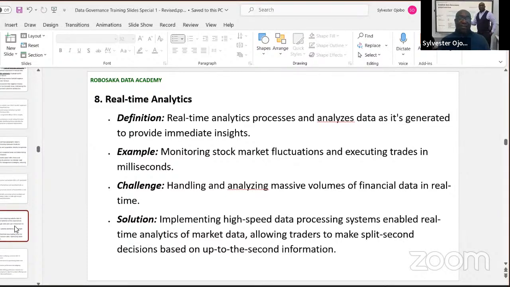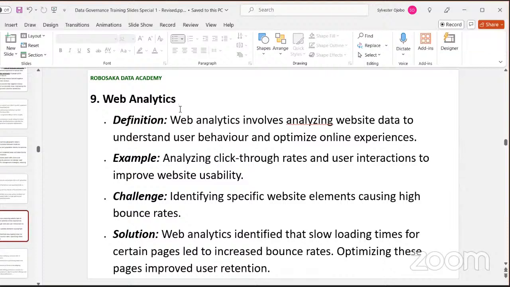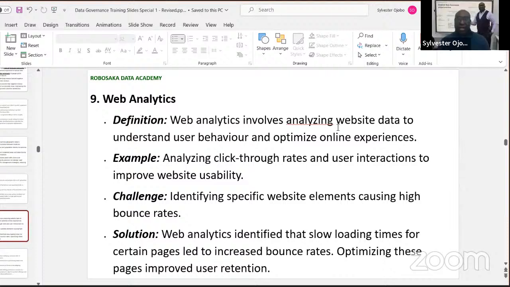So that's real-time analytics. We also talk about web analytics. Web analytics involves analyzing website data to understand user behavior and optimize the online experience. An example is click-through rates and user interaction to improve website usability. If you really want your website to be real-time as well, you know what to do: improve your speed rate, a high speed rate of analyzing the data.